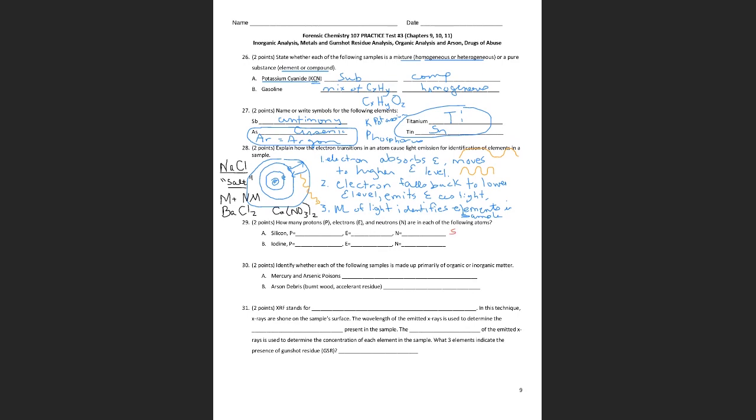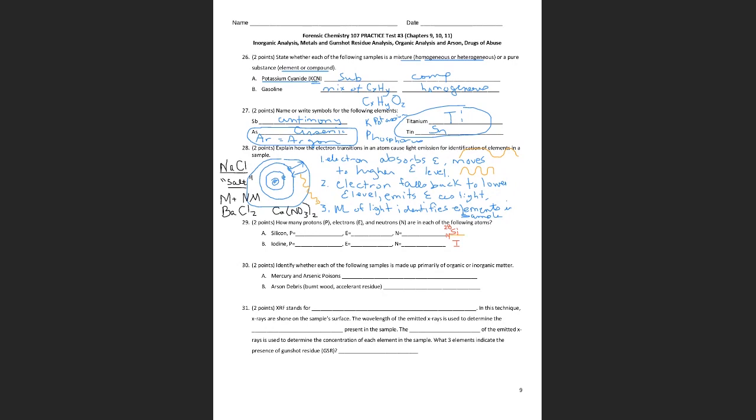All right, so how do we figure out protons, electrons, and neutrons? First, we need to find the element on the periodic table. And so definitely make sure you have your reference sheets handy when you're taking this test. So silicon is element number 14, and it has a mass for the most abundant isotope of 28. And so those two pieces of information, the atomic number and the mass number, are going to help me figure out protons, electrons, and neutrons.